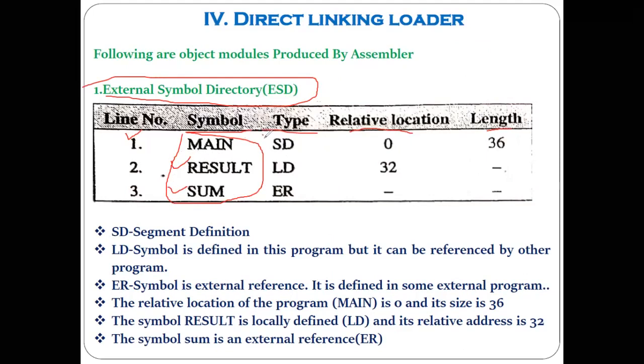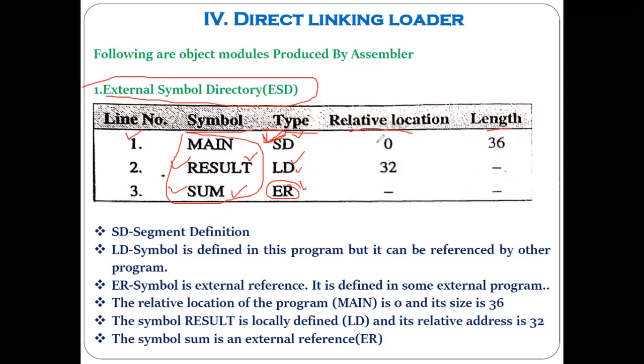Main is our segment definition. Our program is starting from main. That is the reason it comes under the type segment definition. Result is the locally defined variable, the publicly defined variable. That is the reason for LD, locally defined variable. Sum is not defined in our program, but it is externally referenced. It is the externally referenced variable. That's why its type is referred to as ER.